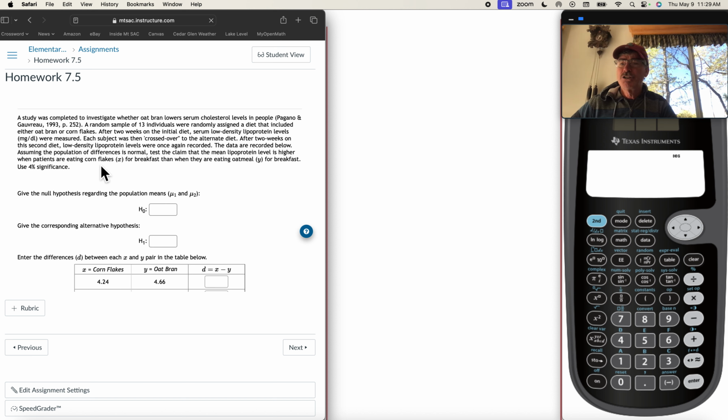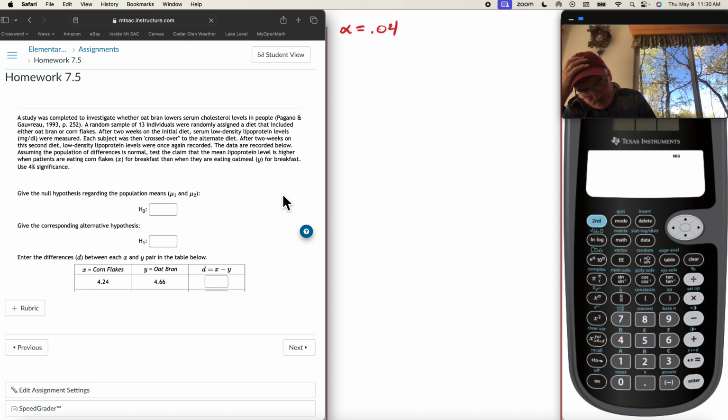Assuming the population of differences is normal, we're going to test the claim that the mean lipoprotein level is higher when patients are eating cornflakes for breakfast than when they're eating oatmeal. So basically, make a couple of notes here. The first thing that it makes clear is that our alpha is going to be 0.04.